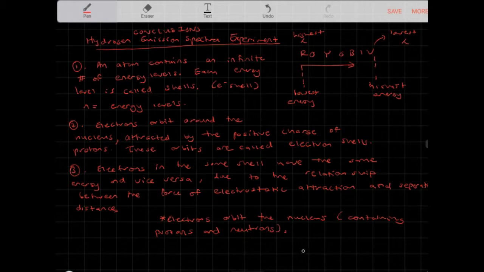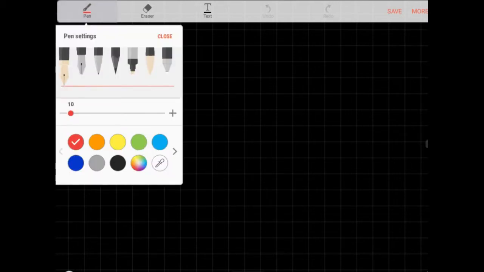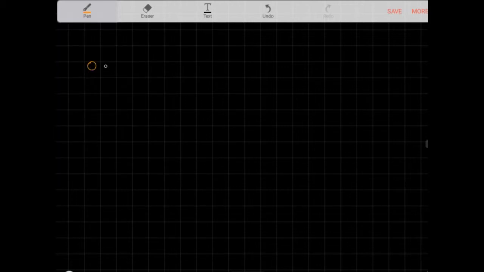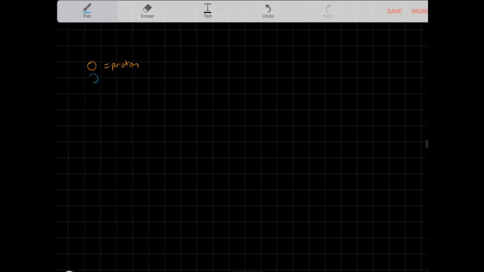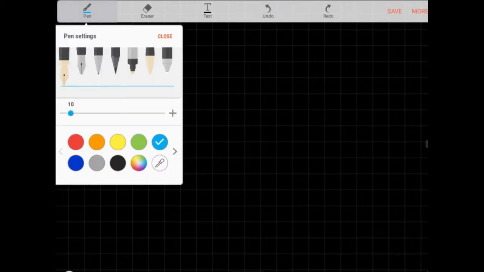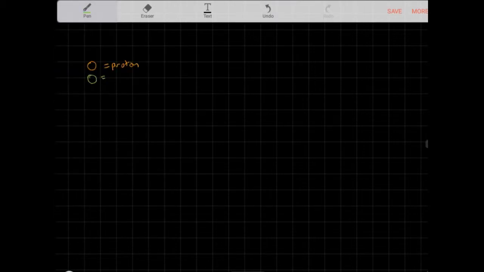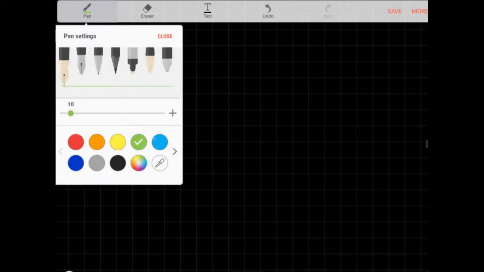Now, before we reiterate his planetary model, I want to look at the third tenet really quickly. Electrons in the same shell have the same energy, and vice versa, due to the relationship between the force of electrostatic attraction and separation distance. Let's take a look at the third tenet. According to Bohr's planetary model, say this is a proton. This is a neutron. Actually, let's use that for electrons. So this is a neutron, and this is an electron.